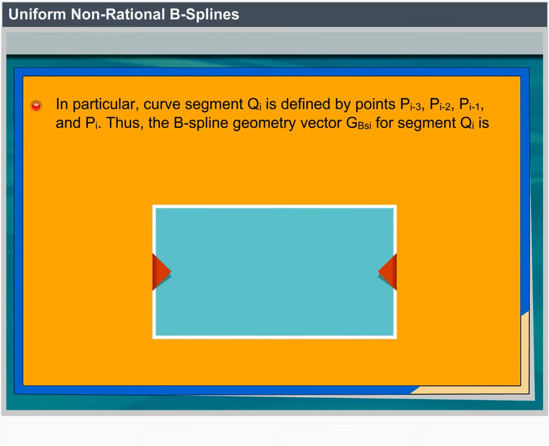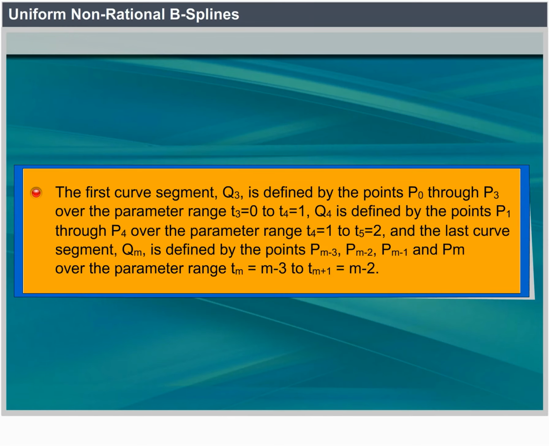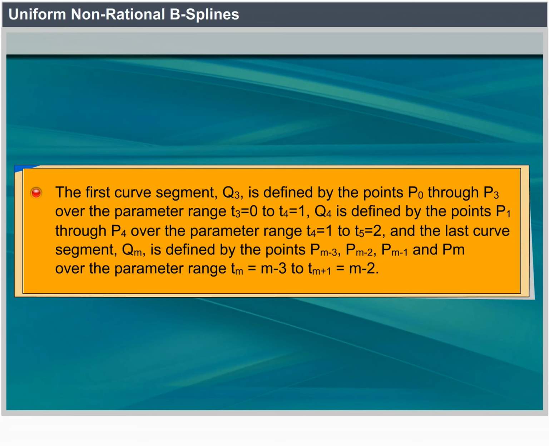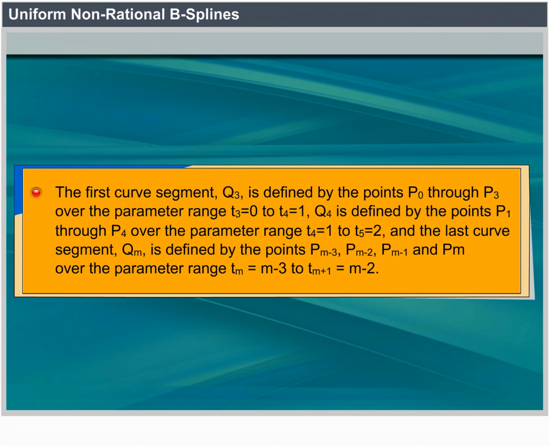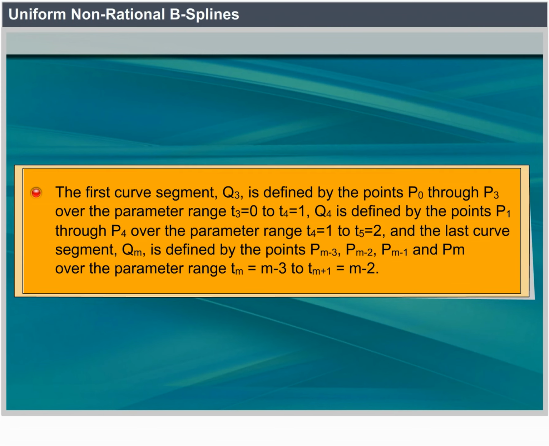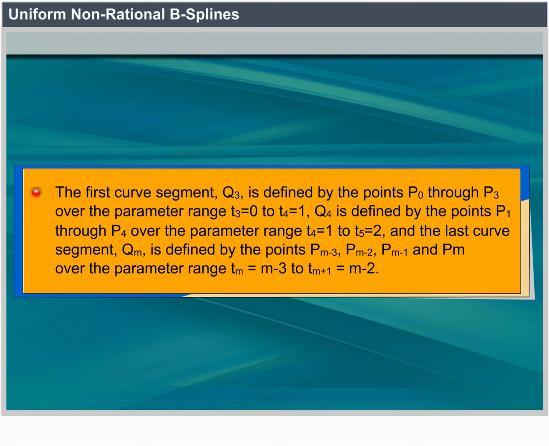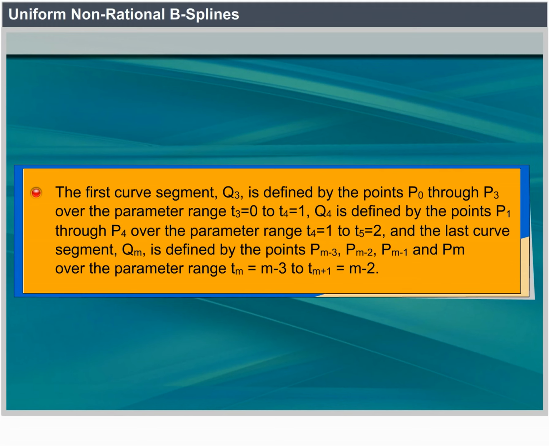The first curve segment Q3 is defined by the points P0 through P3 over the parameter range T3 equals 0 to T4 equals 1. Q4 is defined by the points P1 through P4 over the parameter range T4 equals 1 to T5 equals 2. And the last curve segment Qm is defined by the points Pm-3, Pm-2, Pm-1, and Pm over the parameter range Tm equals m-3 to Tm+1 equals m-2.